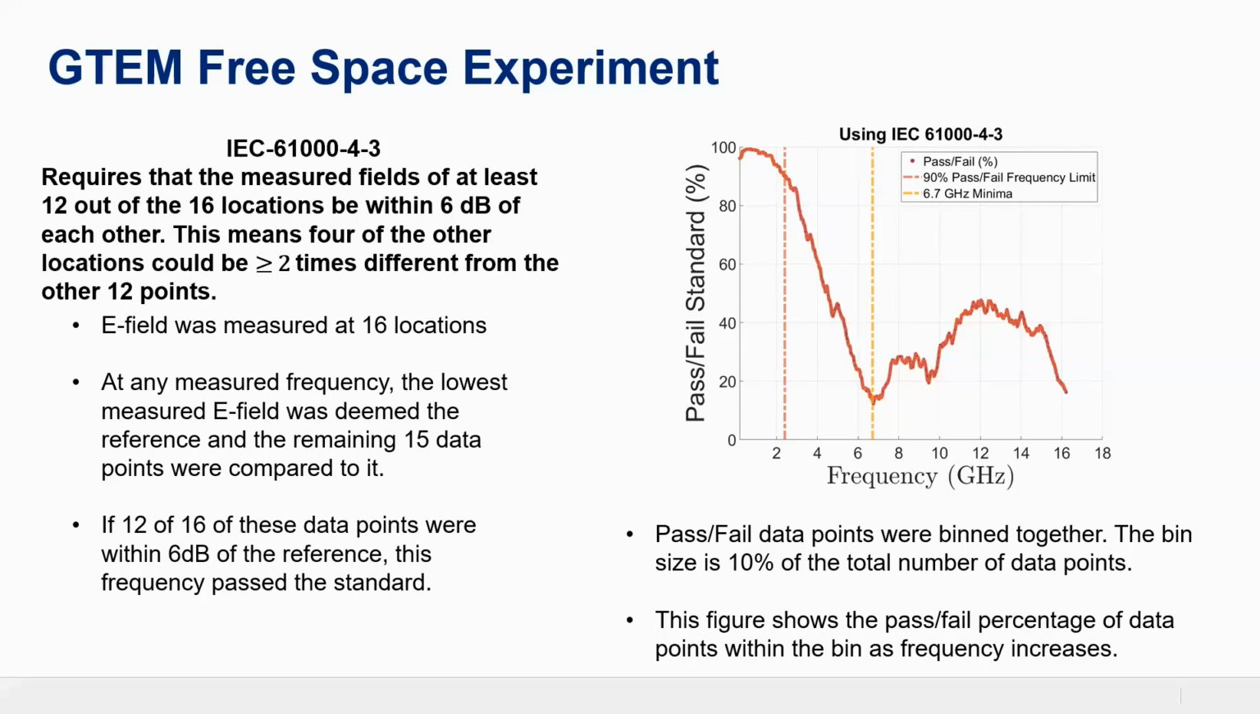Now, what we did was we took 10% of the total number of data points, and then we did a smoothing across. Within that 10% of data points, we took a percentage of pass rates for the IEC standard. And then this is what we found. Again, this can be used as a quick tool to see that these data points in general along these regions are going to be accepted by the IEC standard.